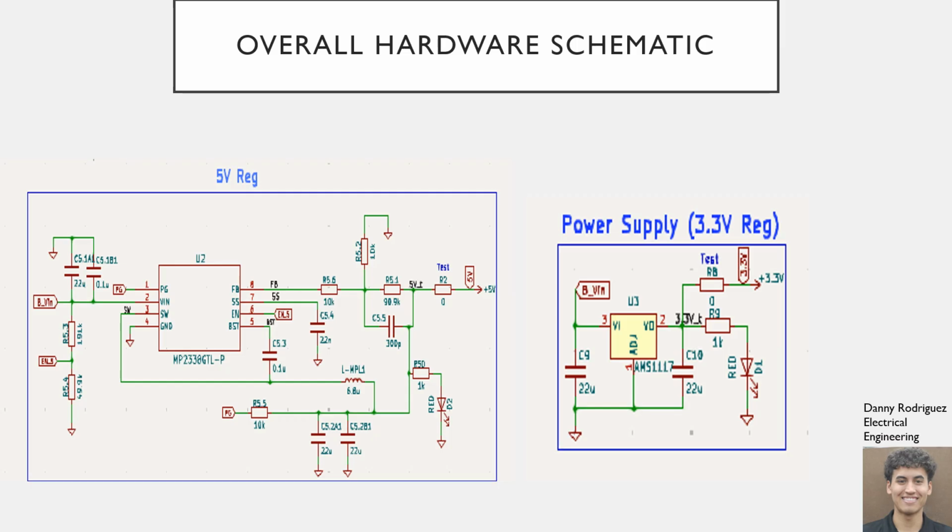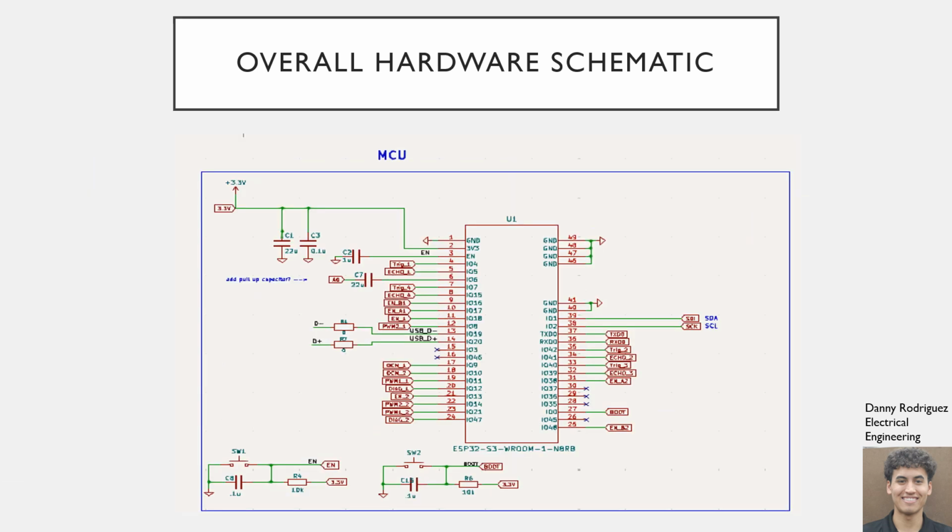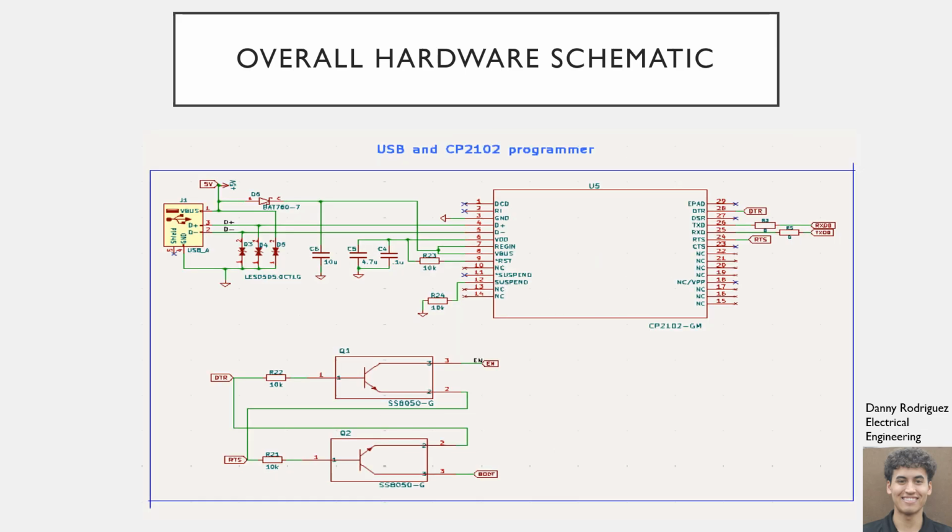Here for our overall hardware schematic, I will point out the most important aspects of the circuit. Here's our 5-volt regulator and our 3.3-volt regulator. This allows efficient power going throughout our circuit design. This is our MCU, our ESP32S3 schematic design. And here we have our USB and CP2102 programmer design.